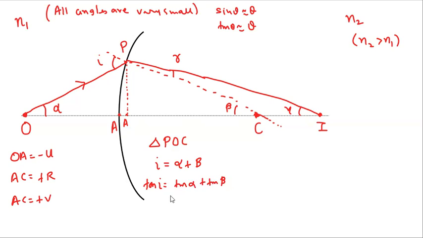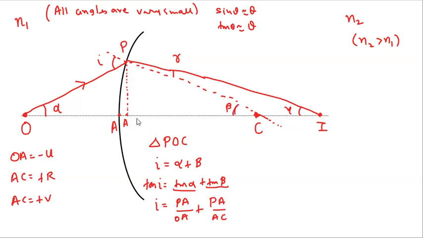The reason for writing this is that if angles are small, then sin theta can be written equal to theta, and tan theta can also be written equal to theta, and theta can also be written as tan theta. So I can be written as tan I, alpha as tan alpha, beta as tan beta. So putting the value of tan alpha and tan beta here, tan alpha will be perpendicular PA over base OA, and tan beta will be perpendicular PA over base AC.